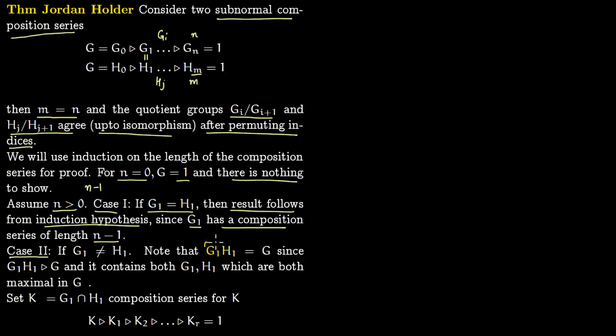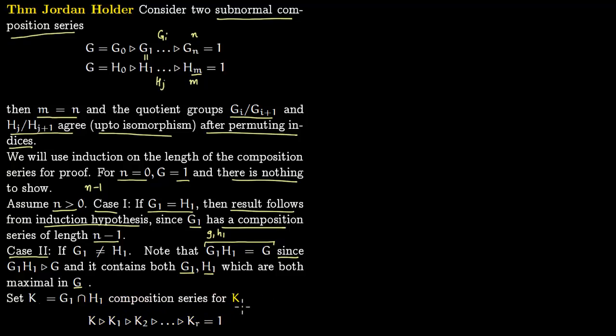First notice that G1 H1 is precisely the group G. G1 H1 consists of elements g1 h1, where g1 lies in G1 and h1 lies in H1. This is equal to G because G1 is a normal subgroup of G and H1 is a normal subgroup of G, so G1 H1 is a normal subgroup of G. But G1 H1 also contains G1 and contains H1, both of which are maximal in G. Since both are maximal in G, G1 H1 is precisely G. Now you set K as G1 intersection H1, and say you have a composition series for K.